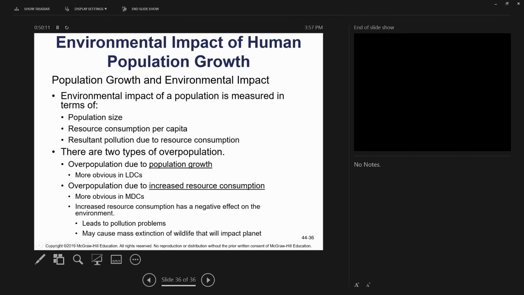So resource use per individual. Increased resource consumption means we deplete them quicker, means that we pollute the environment quicker. And we see this in more developed countries. There are fewer people, but using far more resources than individuals in the lesser developed countries. So this can also have a negative consequence. We end up with a lot more pollution. We take over resources. We use resources at a disproportionate level. So we're taking more than our share, and that can lead to mass extinctions of other organisms because we adversely affect them.